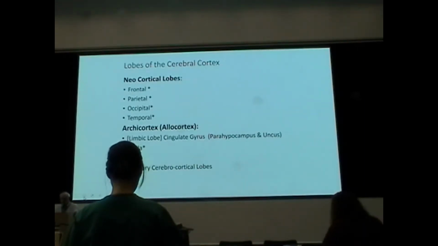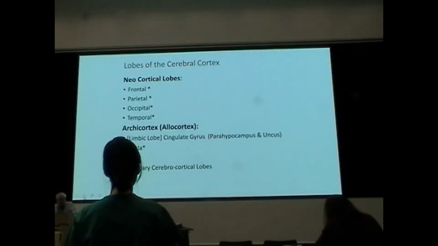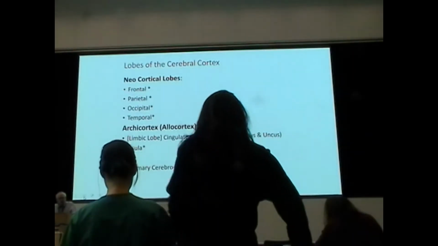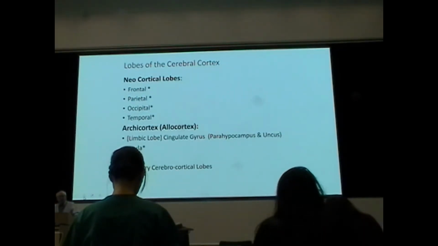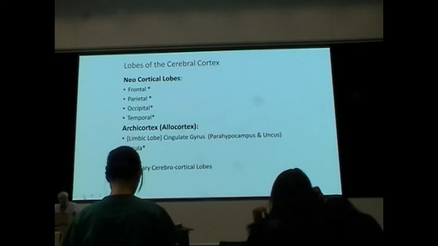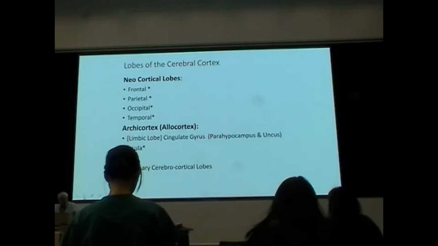So the relationship, just like other regions of the nervous system, the lobes and cerebral cortex, which are basically our highest motor system, our highest sensory receptor system. Neocortex, the most recent area of the cortex, developed into basically five lobes, four of which are considered the neocortical or contemporary: the frontal lobe, the parietal lobe, the occipital lobe, and the temporal lobe.